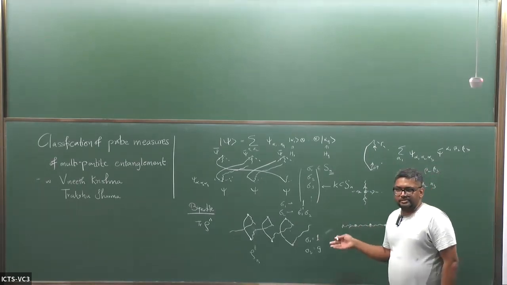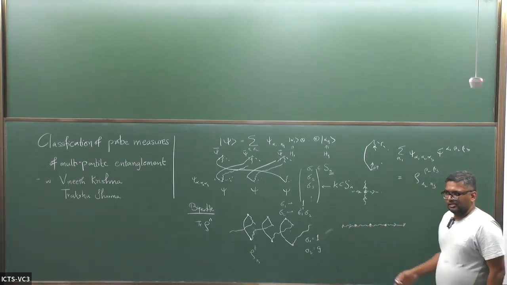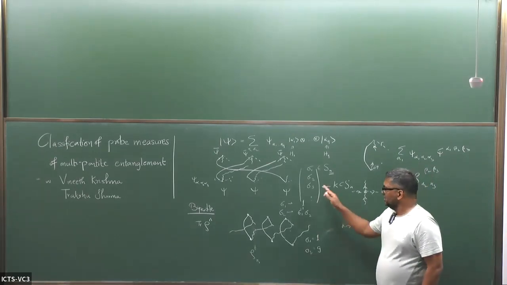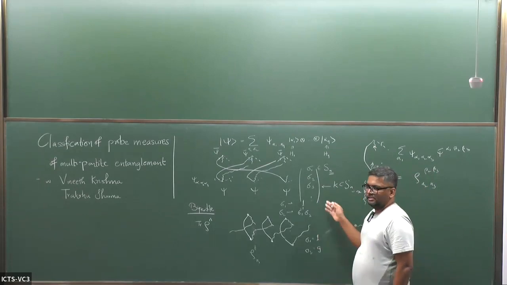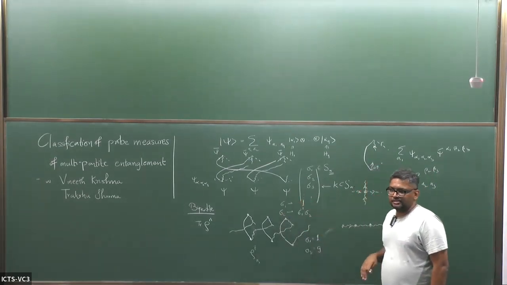This symmetry we sometimes call the replica symmetry of the measure. So let me borrow the terminology and call the commutant of K inside Sn the replica symmetry of this measure.